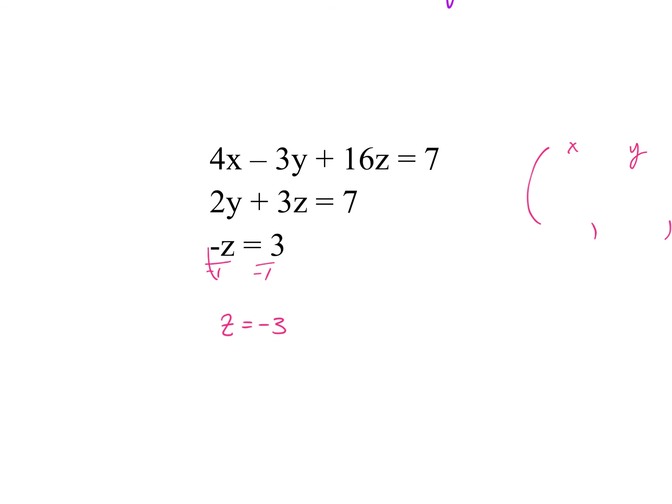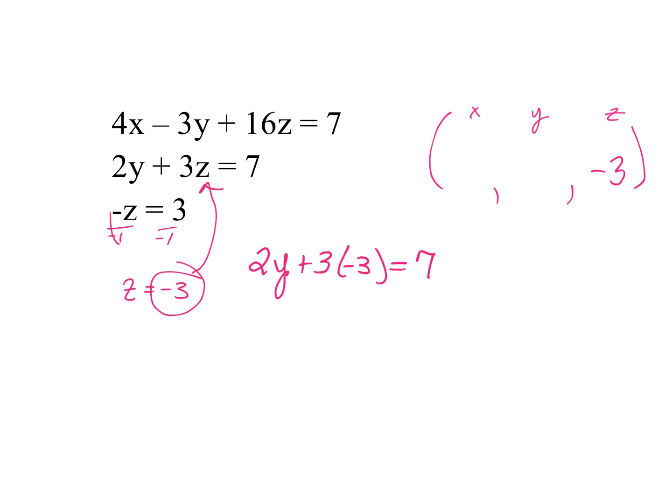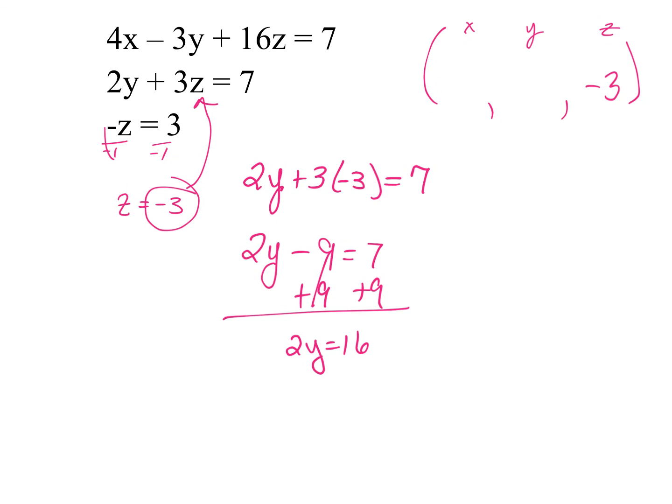So now I'm going to say, all right, let's take this and put it right there. So 2y plus 3 times negative 3 equals 7. 2y minus 9 equals 7. What am I going to do to both sides? Add the 9. Great. So 2y equals 16. Divide both sides by 2, and y equals 8.